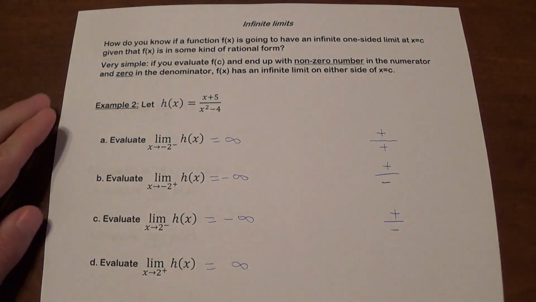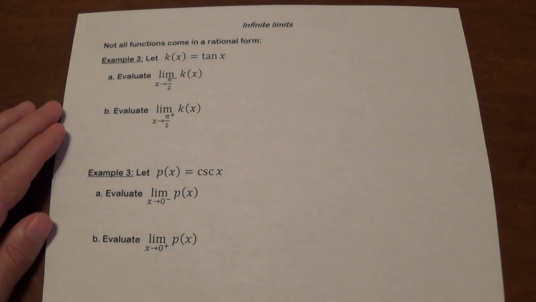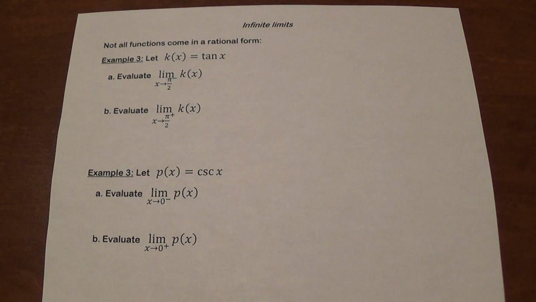Alright, so one last thing that I want to mention here is, do they all have to be in some kind of rational form? The answer is no, they don't. There are functions that are some kind of other functions, not necessarily written in the rational form, yet they can still have asymptotes. Certain trig functions, tangent, cotangent, secant, and cosecant are all going to have some asymptotes.